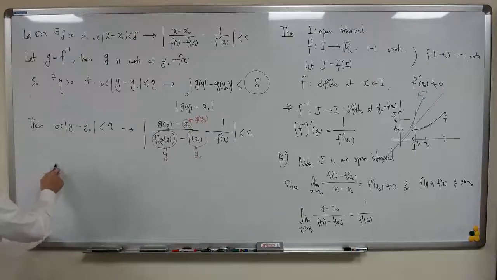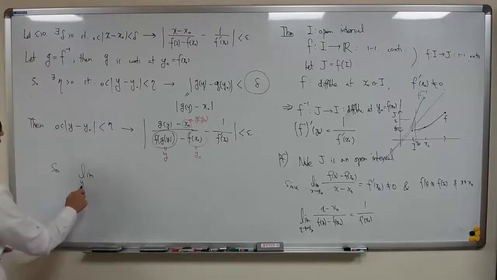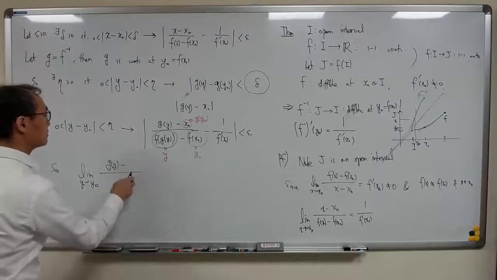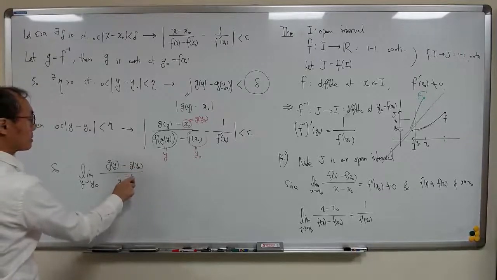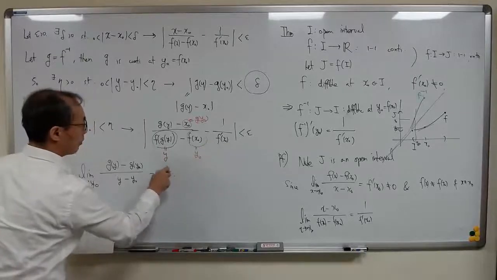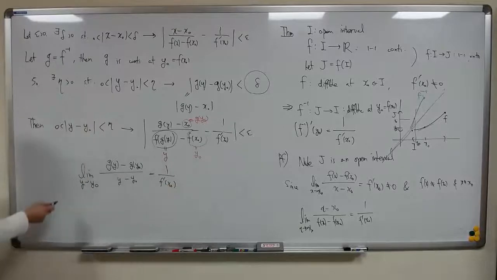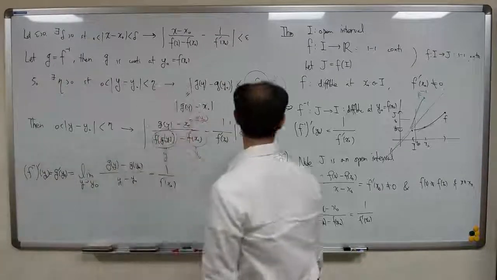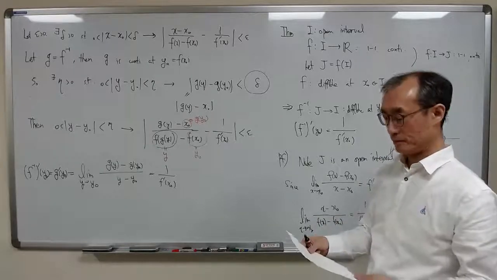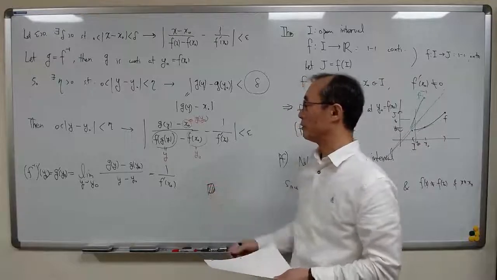That means the limit as y tends to y naught of g of y minus g of y naught over y minus y naught approaches 1 over f prime of x naught. And what is this? This is the derivative of g, g prime of y naught, or f inverse prime of y naught. So the derivative of the inverse function is the reciprocal of the derivative of the original function. That's the way to compute the derivative of an inverse function.